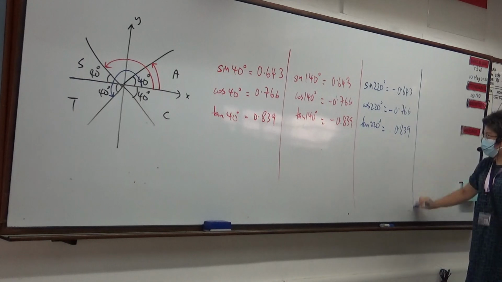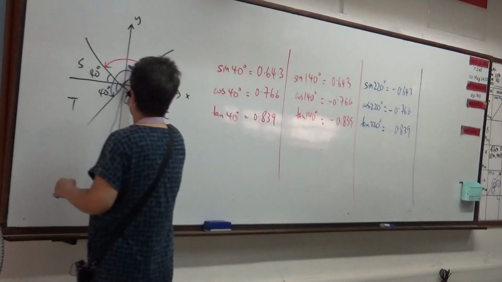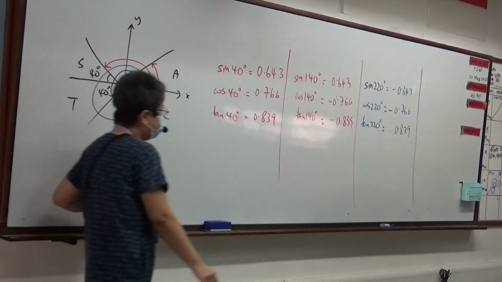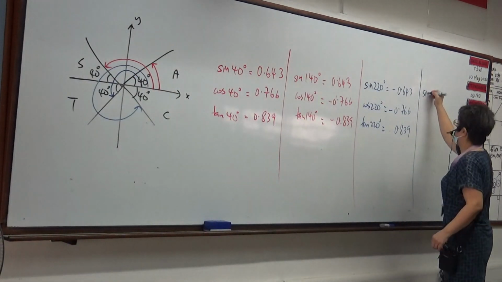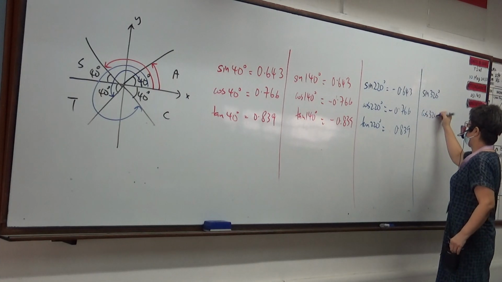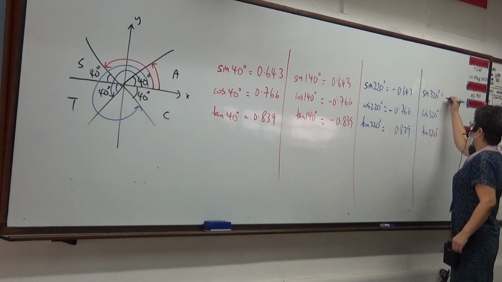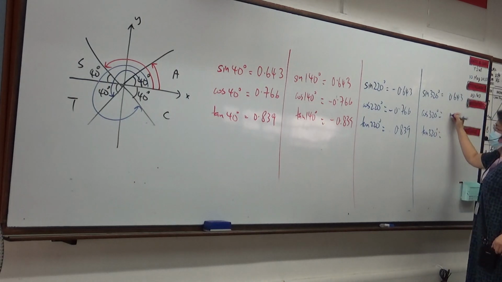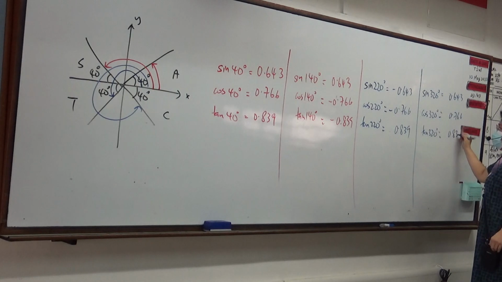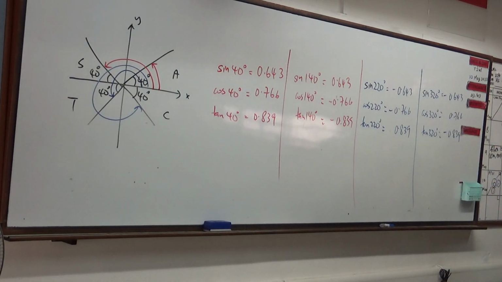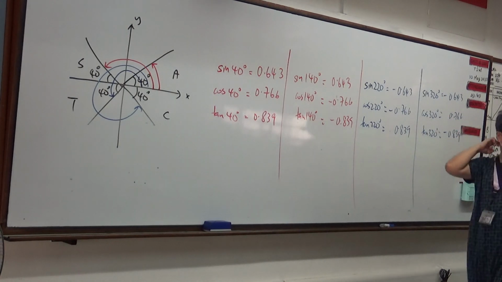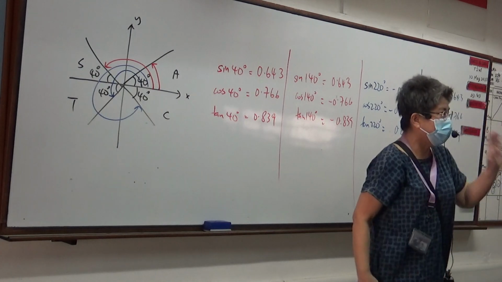Okay, last one. What if I go all the way here? What is the angle? 390. Only cosine is positive, right? Alright. Yes or no? I'm talking to you. Yes or no? Okay. So this is the basis of basic angle. That means the ratio will be the same, only the sign will change.